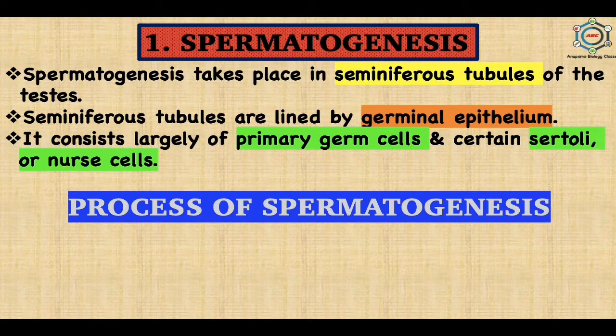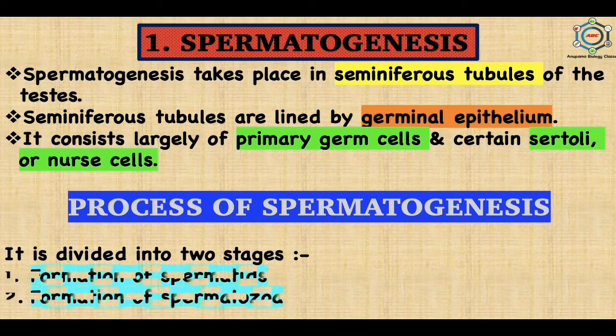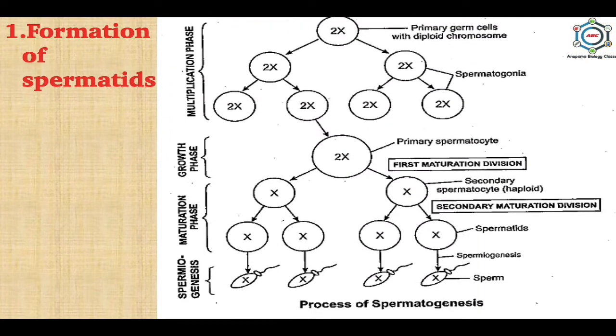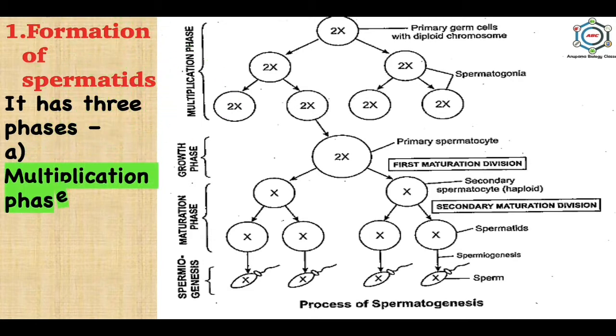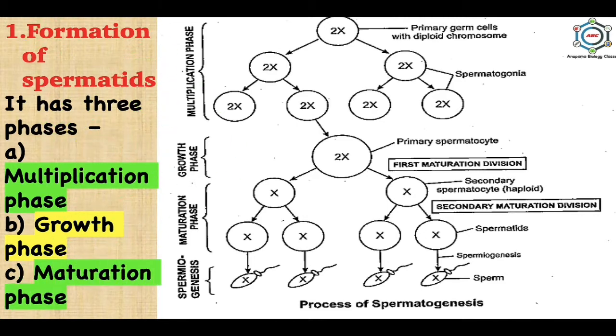Now, the process of spermatogenesis. We know that it is a continuous process, but for convenience, it is often divided into two stages, that is, formation of spermatids and formation of spermatozoa. Now, the first stage, that is the formation of spermatids, which you can see in the picture. It has three phases. First one is the multiplication phase, second is the growth phase, and the third is the maturation phase.